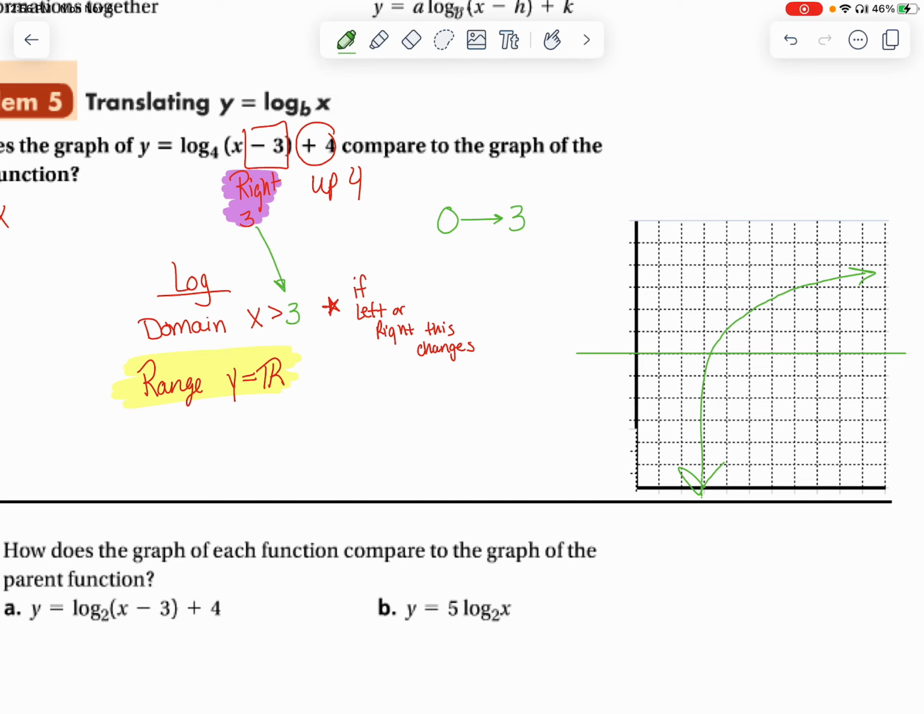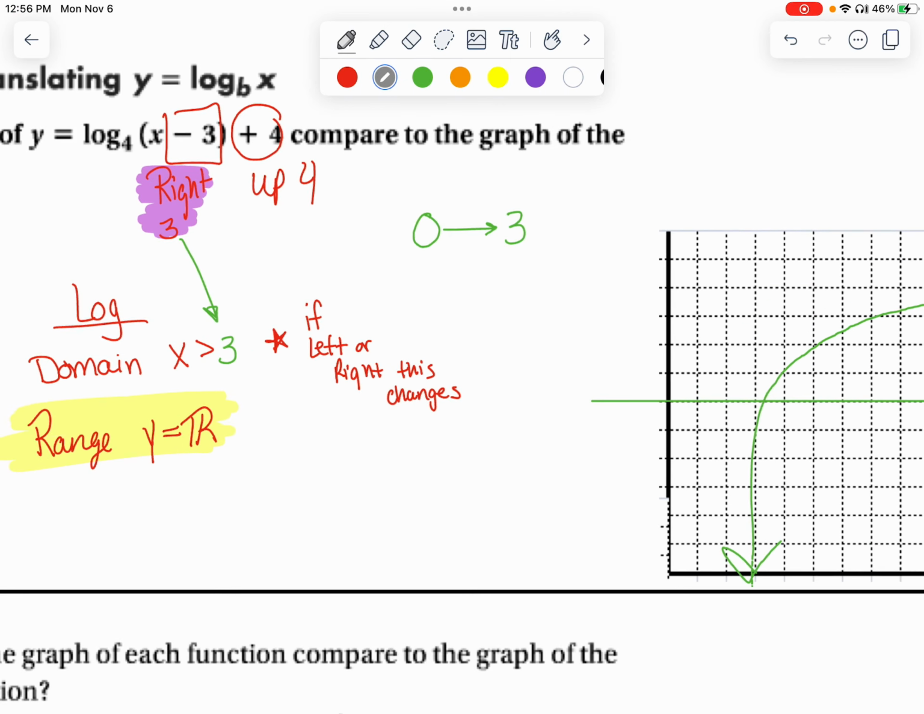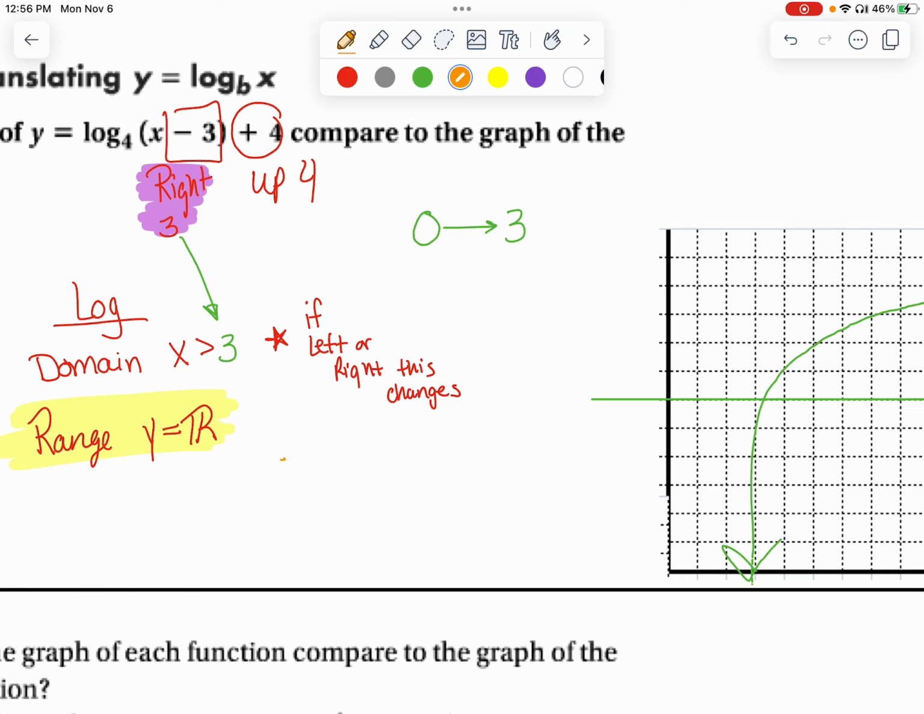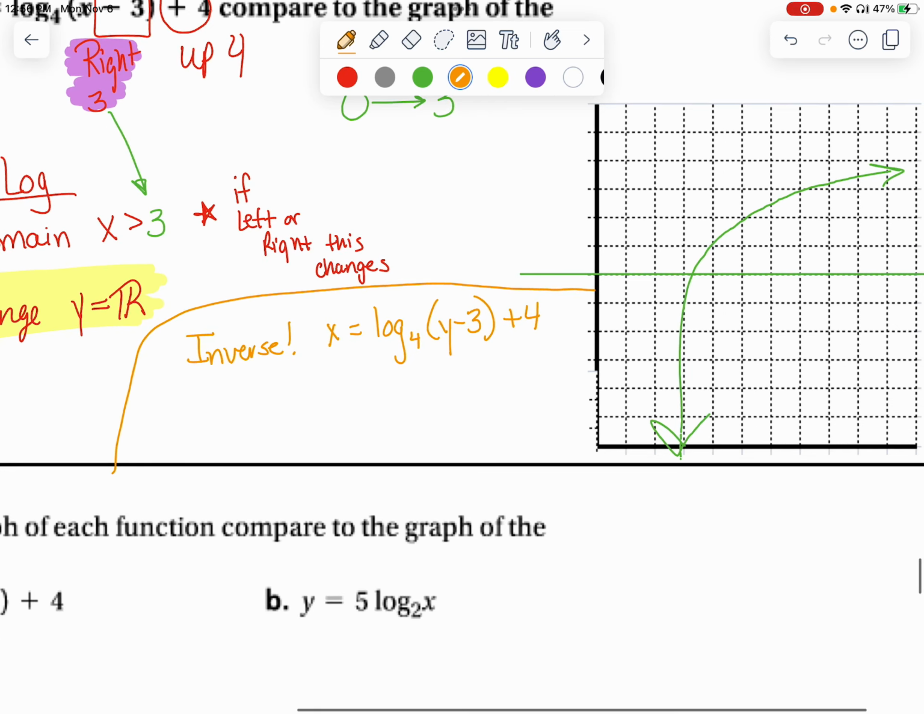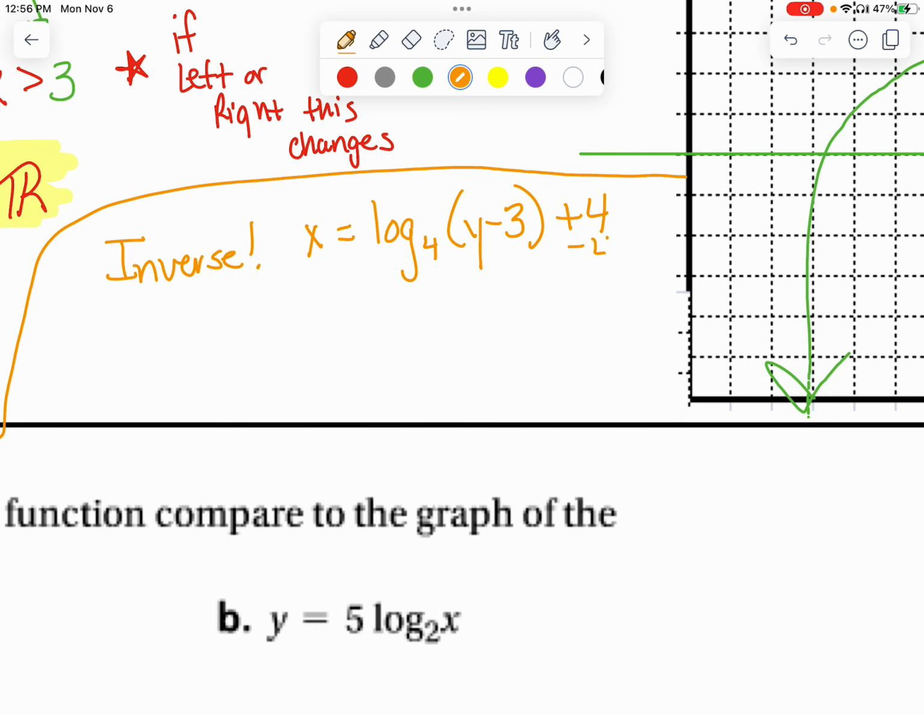The other thing I want to do in this problem, and again, I'm not doing exactly what the problem wanted, but I do know what I need you to be able to do. I want you to be able to find the inverse. So watch carefully, please. This is very important. The inverse will switch x and y. So it will be x equals log base 4 of (y minus 3) plus 4. And now we have to get y by itself. So we're going to minus 4: x minus 4 equals log base 4 of (y minus 3).